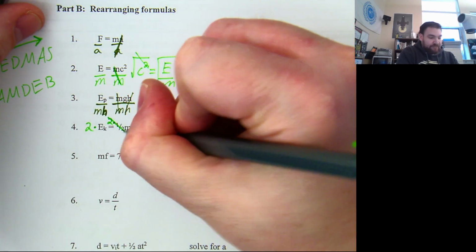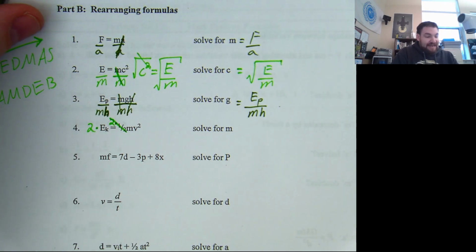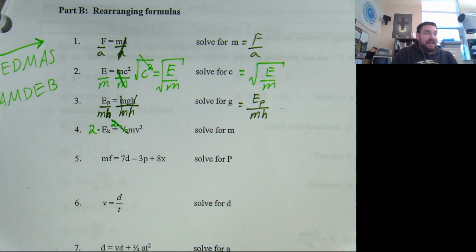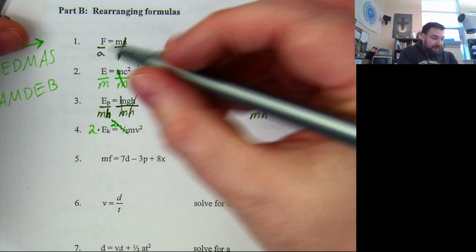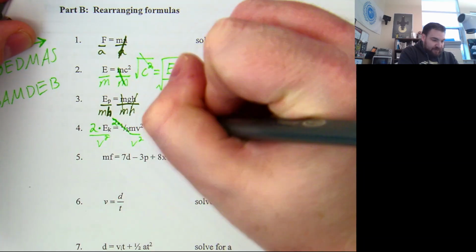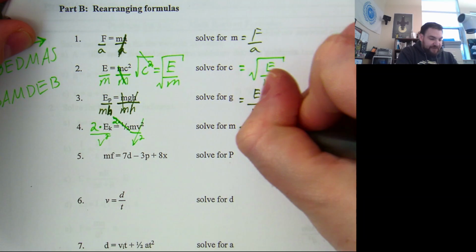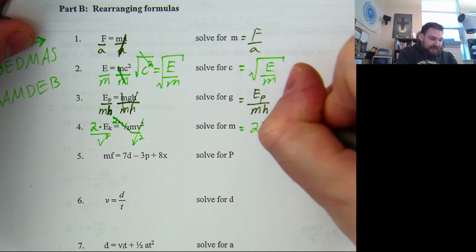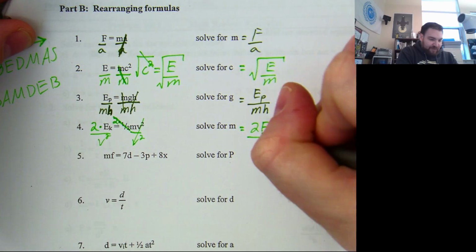So that's going to cancel. And now I've just got mv squared. Well, that's just m times v squared. So to get the m by itself, you can just divide both sides by v squared. And we're going to get that m is going to equal 2ek over v squared.